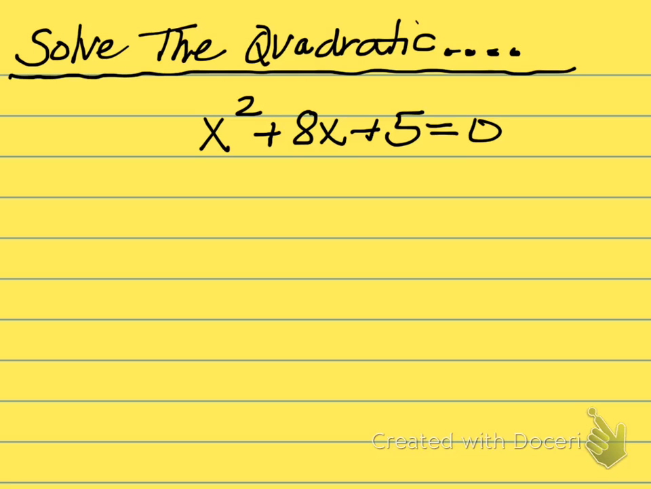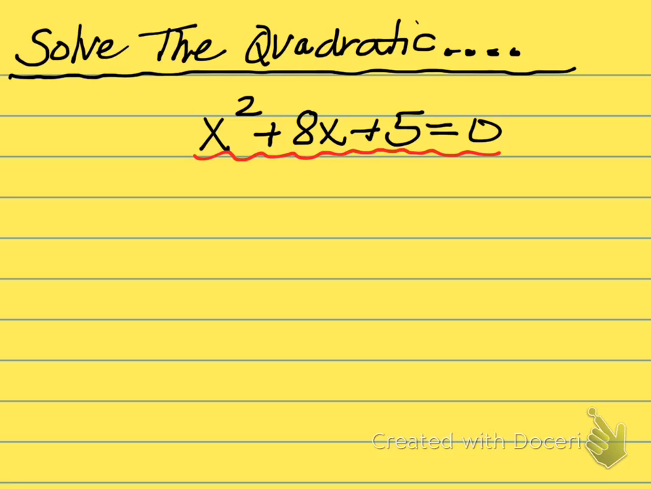So the first method I'm going to use is completing the square. This is our equation. It's in standard form, and we're lucky because the leading coefficient is already 1. So remember, when you're trying to use completing the square, you've got to have standard form to begin with, and the leading coefficient needs to be 1.